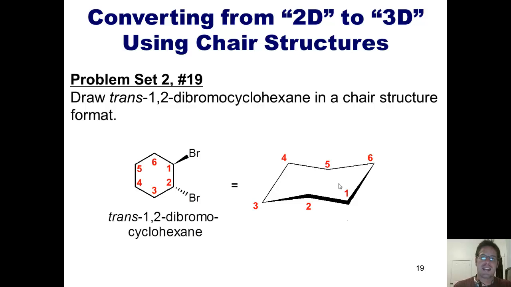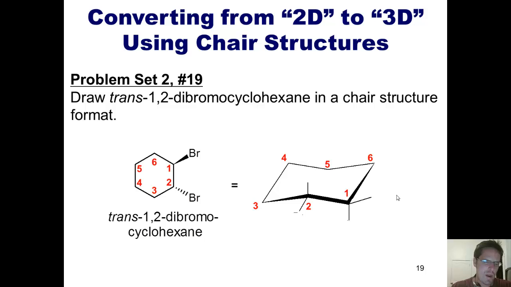At this point, I can now draw my axial and equatorial bonds. Let's look at carbon 1. You'll note that it's pointing down, so my axial position should be pointing down, and the equatorial should be pointing at an angle up. On carbon 2, the axial bond should be pointing up, and the equatorial pointing at an angle down, and indeed that happens to be the case. As before, we don't have to draw axial and equatorial bonds at every single position in the chair, unless we want to be brown-nosing Poindexters. Instead, we just draw them on the positions that have the bromines on them, which are positions 1 and 2.